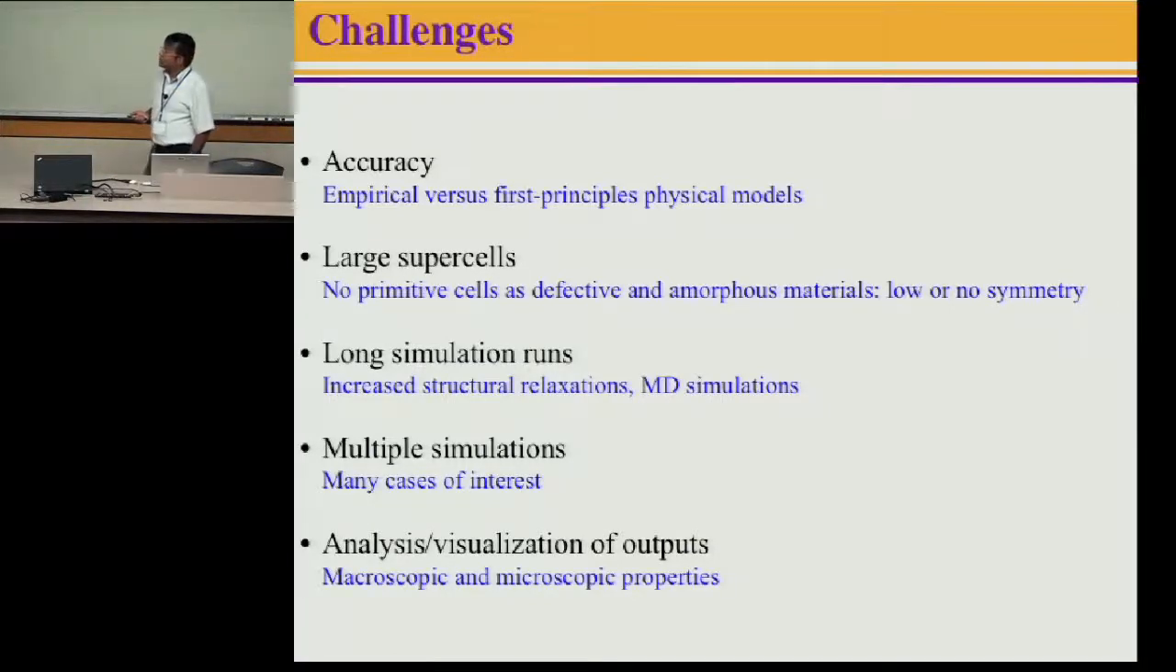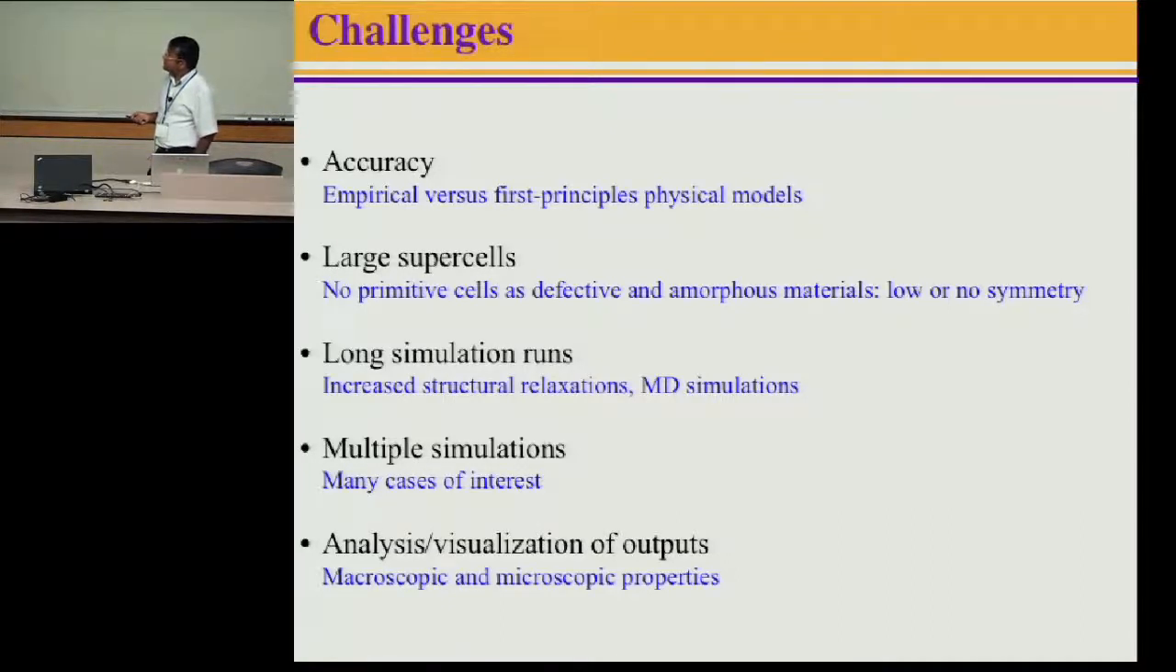We normally need large supercells, and how large depends on the type of problem. For example, if you're looking at an isolated defect, then certainly you need a very, very large cell. Otherwise, there will be defect-defect interactions. Another issue is that you really need to make very long simulations. Those could be related to structural relaxations with too many free parameters, or if you are doing an MD simulation, by nature it will be a long simulation. You have to run for several steps.